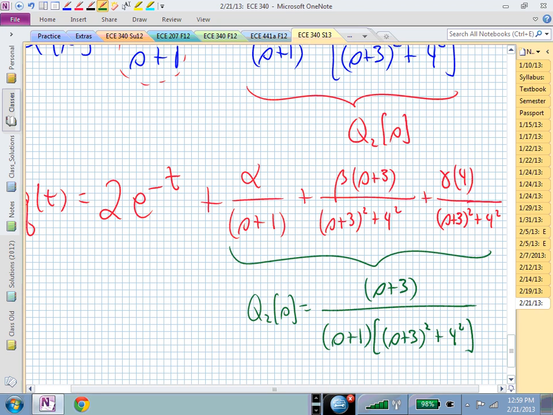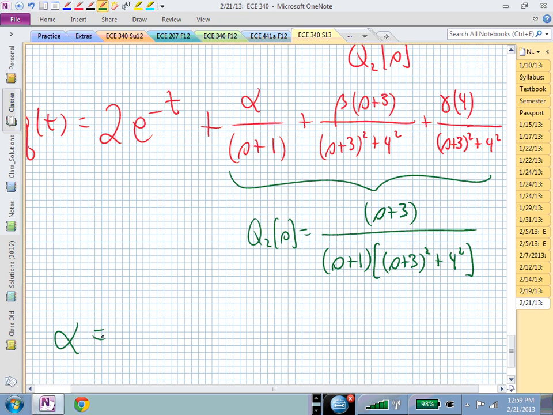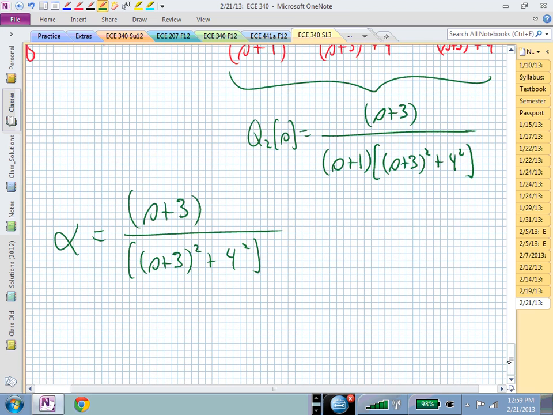And I need to find alpha. To find alpha, I simply multiply everything by S plus 1 and then let S equal to minus 1, or set that factor to 0. And that will then isolate the alpha. Alpha then is going to be S plus 3. I've just canceled the S plus 1 factor in the denominator of that left-hand side, and I now have S plus 3 squared plus 4 squared. And I'll evaluate that at minus 1.